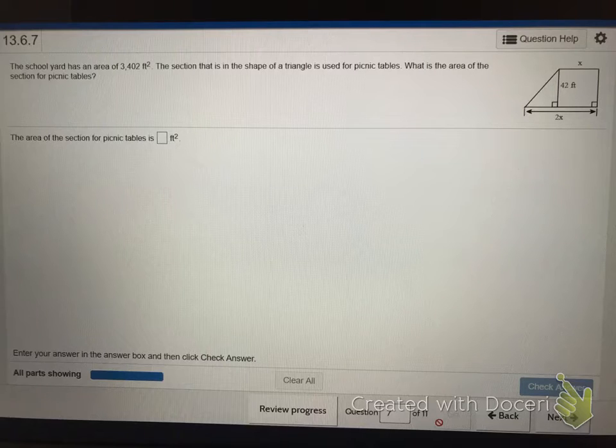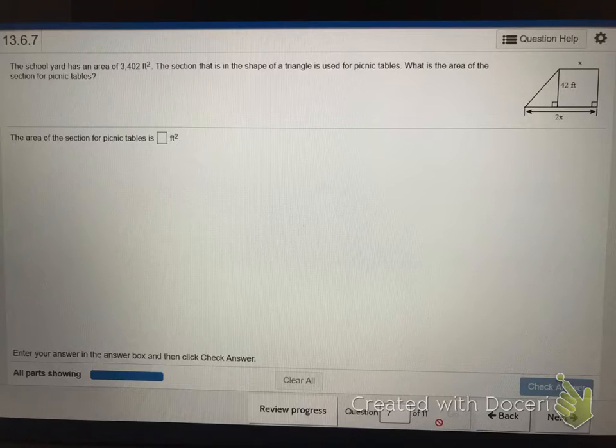This was a tough one, but if you remember, one of the lessons this week was finding the area of a trapezoid, and trapezoids have exactly one set of parallel lines. So we have one set of parallel lines in this shape, so we know that this is a trapezoid.